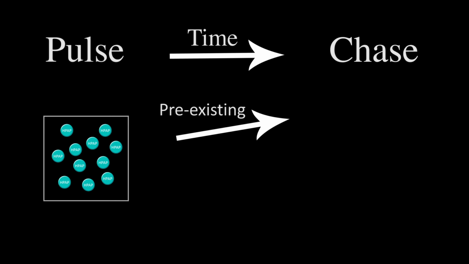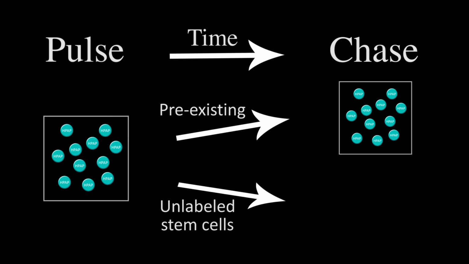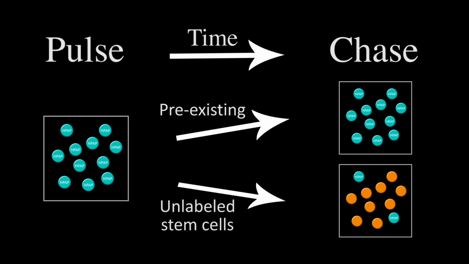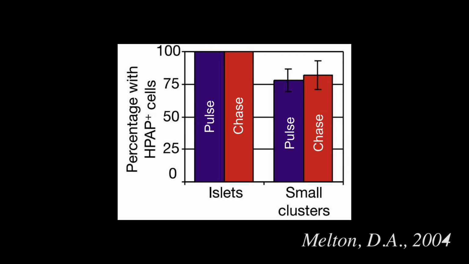from pre-existing ones, the percentage of stained cells wouldn't change. However, if they develop from unlabeled stem cells, the new population will have a much smaller percentage of labeled cells. Their data show that the percentage of labeled cells remained constant, which suggests that new beta cells were derived from pre-existing ones rather than from stem cells.